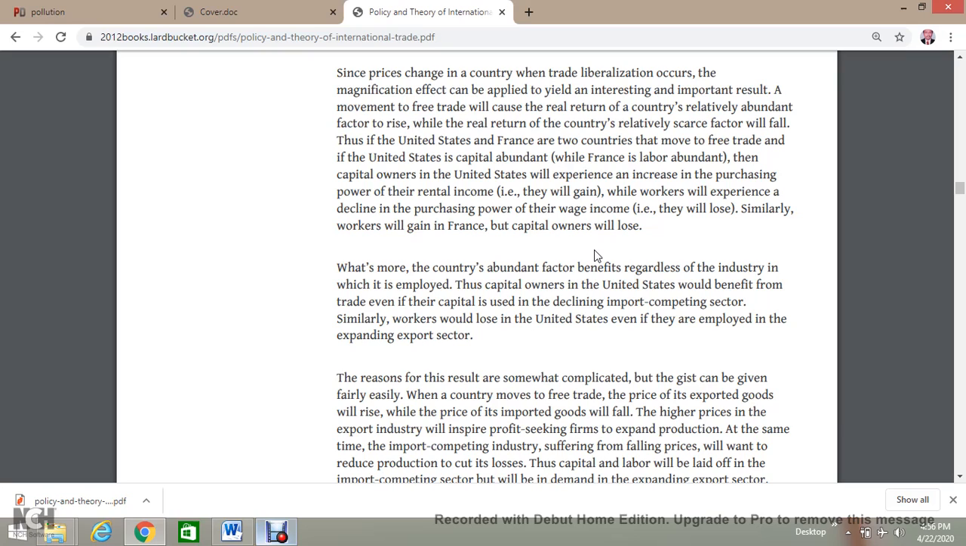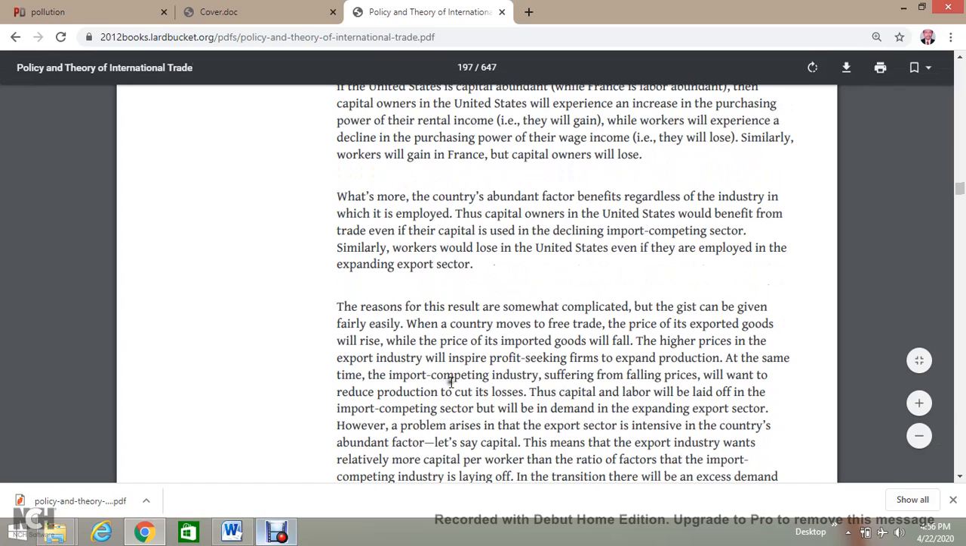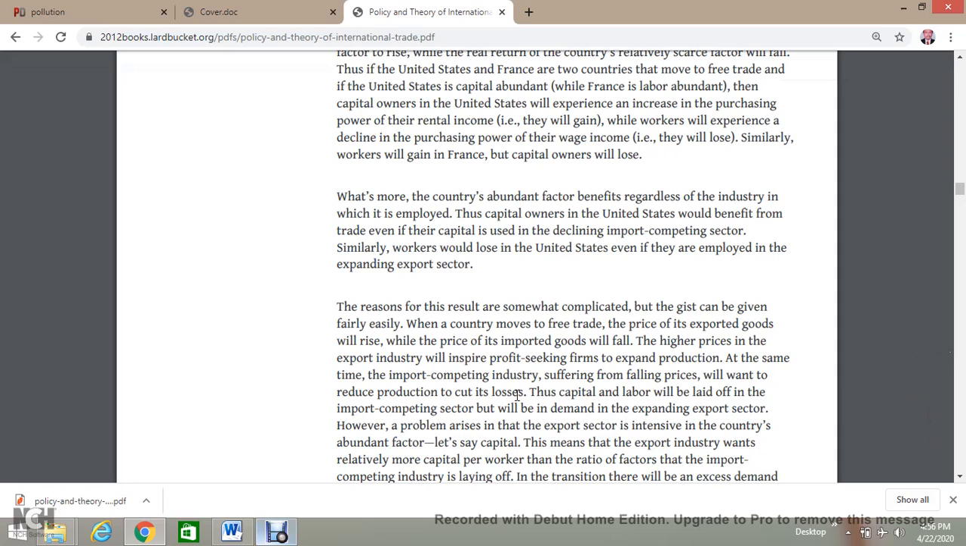When a country moves to free trade, the price of its exported goods will rise, while the price of the imported goods will fall. The higher prices in the export industry will inspire profit-seeking firms to expand production. At the same time, import competing industries suffering from falling prices will want to reduce production to cut their losses. Yes, obviously. So when free trade happens between two countries, a country will start exporting those commodities.